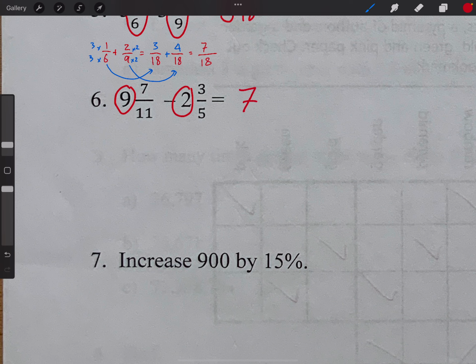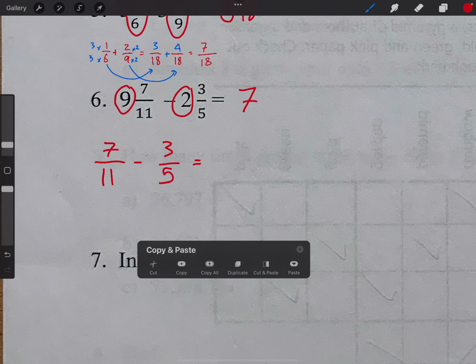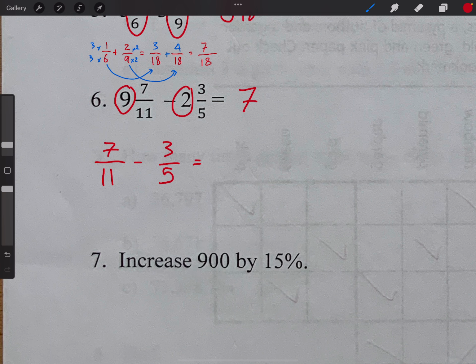Now we do the fractions separately. So, 7 over 11 take away 3 over 5. Now we're going to make them both into the same denominator, so let's find the lowest common multiple. Let's look at these two numbers, 5 and 11. The larger of the two is 11, so we write down the multiples of 11: 11, 22, 33, 44, 55. 55 can be divided by 5, so we're going to choose 55 as our lowest common multiple.